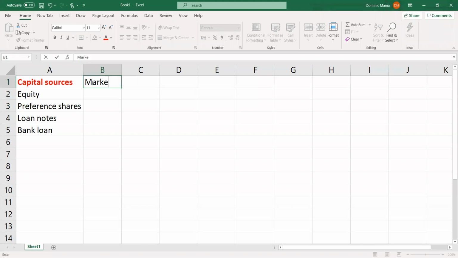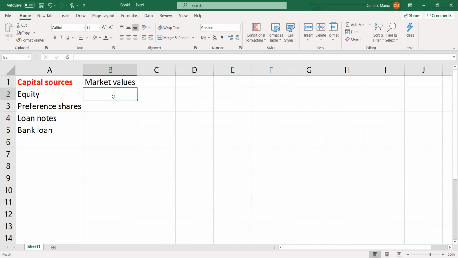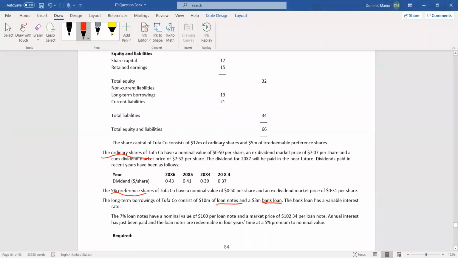So next we have market value. You need to get the market value of equity, the market value of preference share, and the market value of the loan. So let's get the market value for each of those financiers. The shares have a nominal value of 0.5. They have an ex-dividend market value of 7.7.